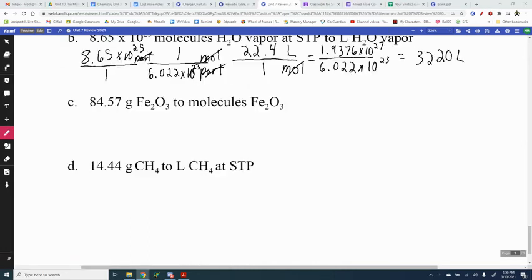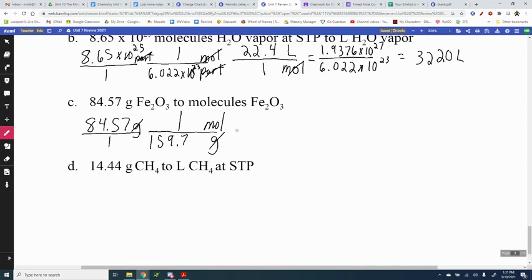All right, so next we have 84.57 grams of Fe2O3 to molecules. So we put our given 84.57 grams. We do that over 1. We do our conversion factor. Grams goes on bottom, so it cancels out. Our first conversion factor is always to moles. Okay, 1 goes in front of moles. The molar mass of Fe2O3 goes in front of grams, and that is 159.7. Grams cancels out. We're left with moles.